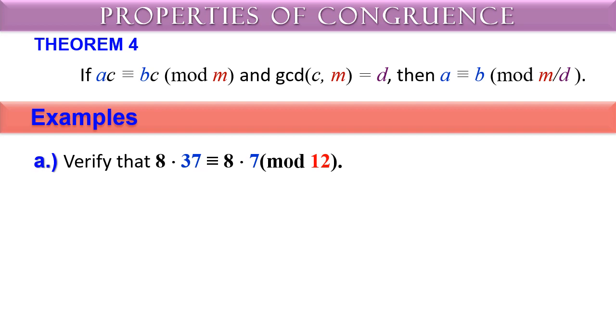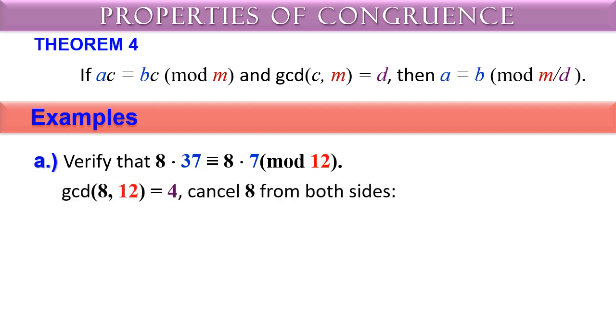Verify that 8 times 37 is congruent to 8 times 7 modulo 12. To show that theorem 4 is true, we are going to get the GCD of 8 and 12. Getting it, we are going to have the GCD of 8 and 12, which is 4. Then, from our original expression, we are going to cancel out our 8 from both sides.